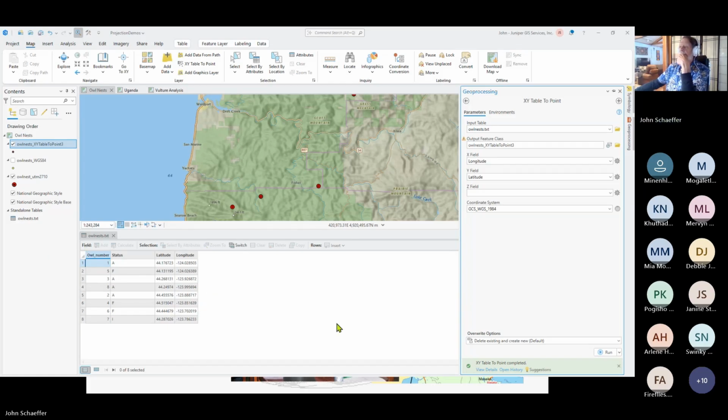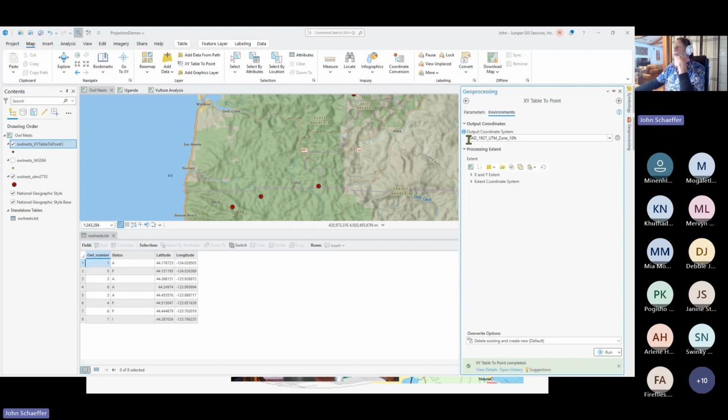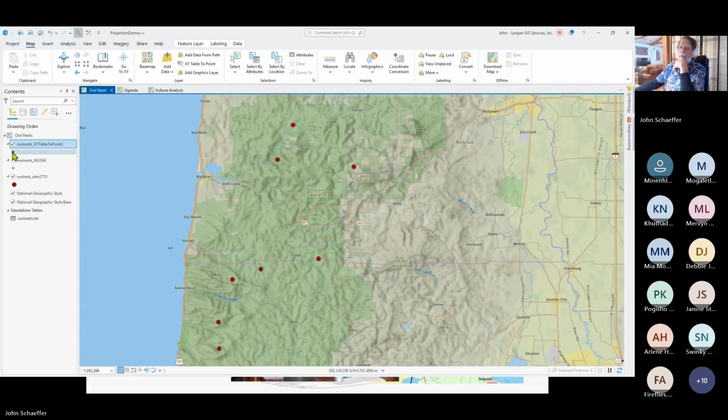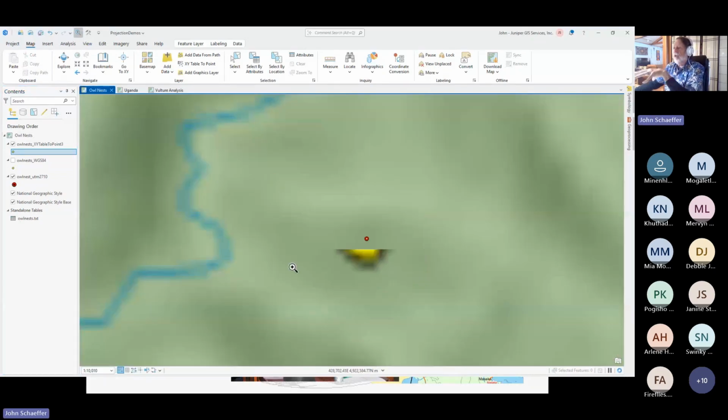Oops. I think I screwed up. I forgot to hit environments. Oh, no. So the output was NAD27 UTM zone 10. So I should have checked this environments to tell what output coordinate system I want. Okay. So let's go take a look at this. I'll close my table. Let's make these points bright yellow. And if I zoom in, you know, they're all good.